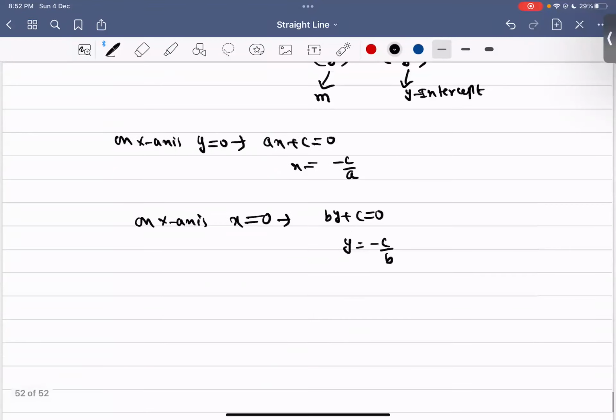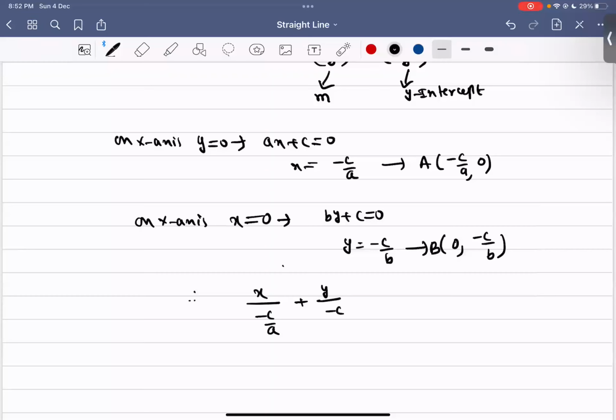So you can write it in intercept form also, x by a plus y by b equal to 1. On the x-axis we have minus c by a comma 0, and on the y-axis x is 0, therefore 0 comma minus c by b. Therefore, in intercept form: x by minus c by a, plus y by minus c by b, equal to 1. You can put it in this form also. So we can put it in any of the forms.